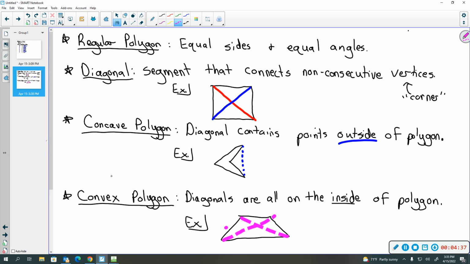Your homework will ask you to name and classify polygons using these terms. So it will ask you, is it regular or irregular? And is it concave or convex? And based on these definitions, you can answer that.